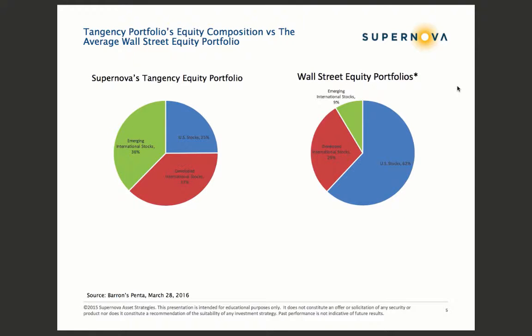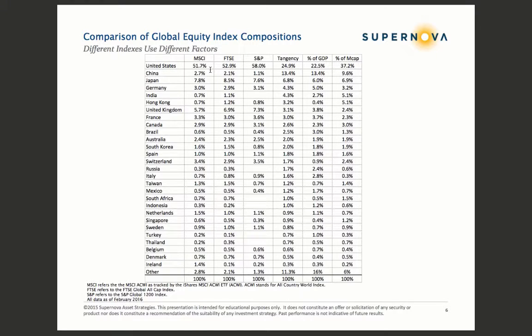From a very high level, here's the Supernova Tangency equity portfolio versus the average Wall Street portfolio. For one more point of comparison, we look at the MSCI, FTSE, and S&P global equity indexes. We can see how they're weighted by countries versus global GDP, global market cap, and our tangency portfolio. What we can see is our tangency portfolio rhymes a lot more with the reality of the world.